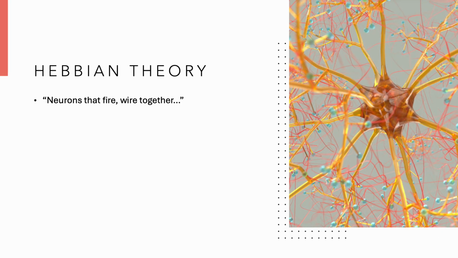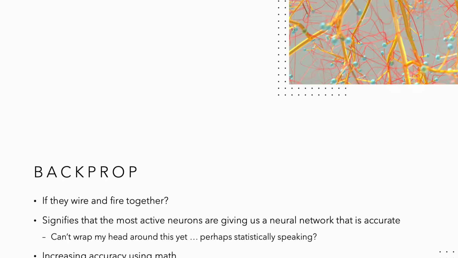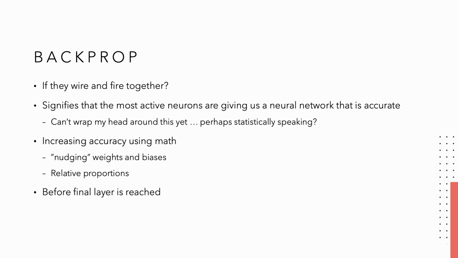So through Hebbian theory, we know that neurons that fire together wire together as well. So how does that connect to backpropagation? Well, if they wire and they fire together, the likelihood of them aligning the most means that these are the neurons that are the most active. These also give us the most accurate answer.